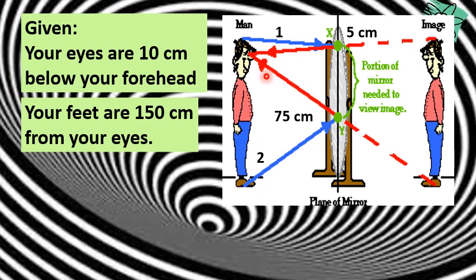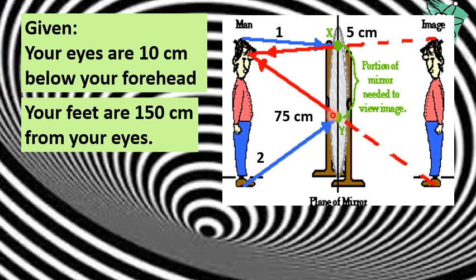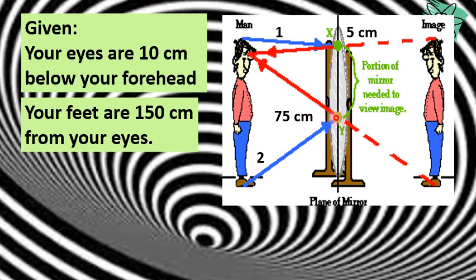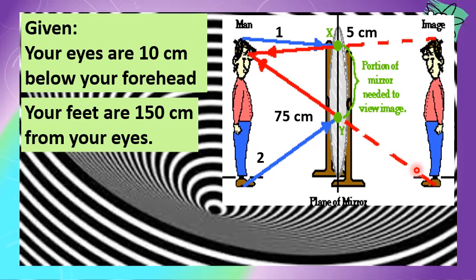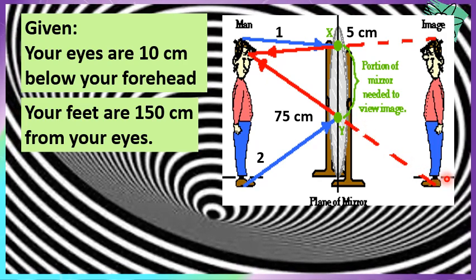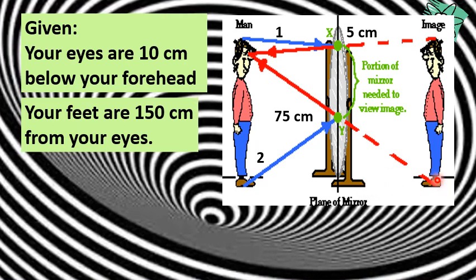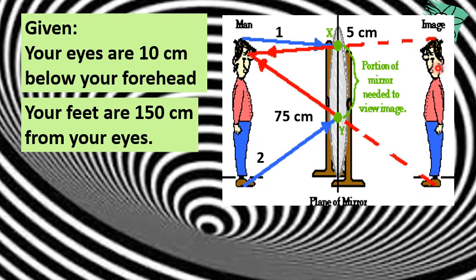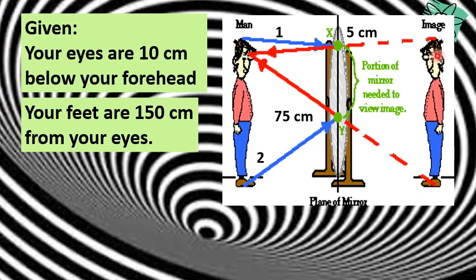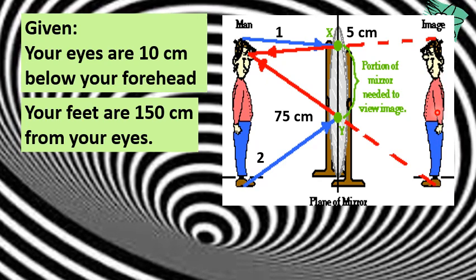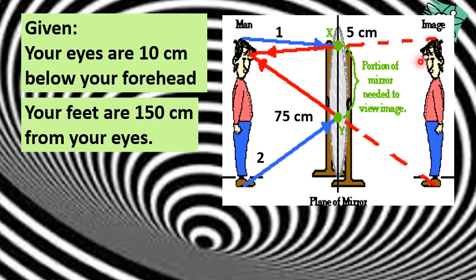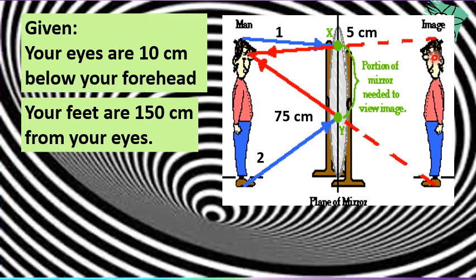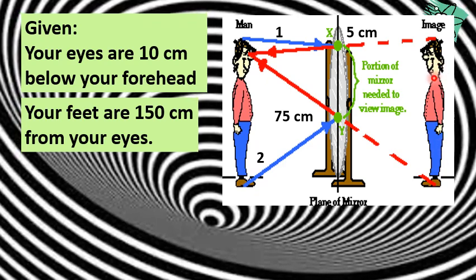That's why if you look at this point, exactly at the 75 centimeter point, then you will also be able to see the image of your feet, whose distance behind the mirror is also equal to the distance of your feet from the mirror. In short, this entire image represents your whole image. So if you are 160 centimeters, your image also appears to be 160 centimeters.